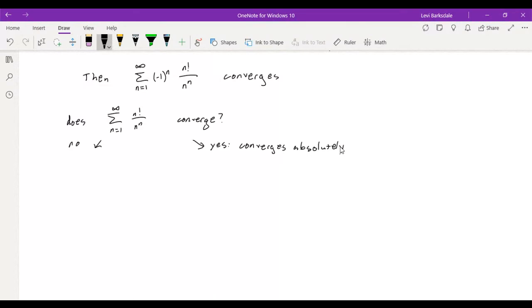But of course, if it does not converge, then we say that our original sum, n equals 1 to infinity of minus 1 to the nth, n factorial over n to the n, converges conditionally. And what this condition is, it has to be alternating in order to converge. All right.